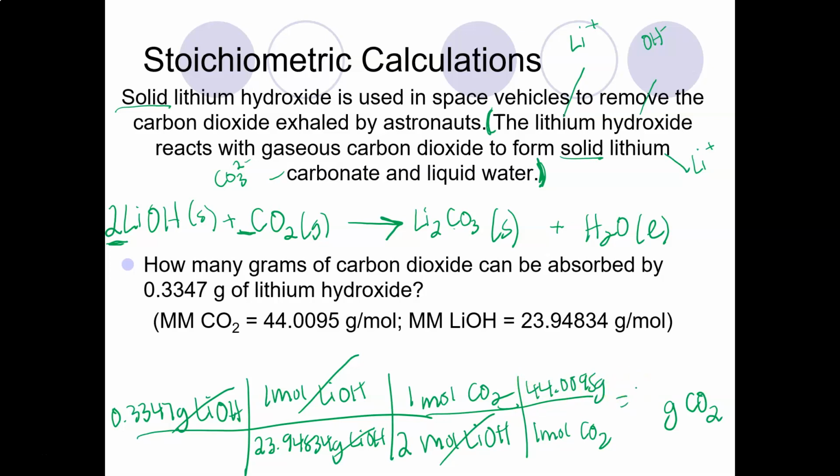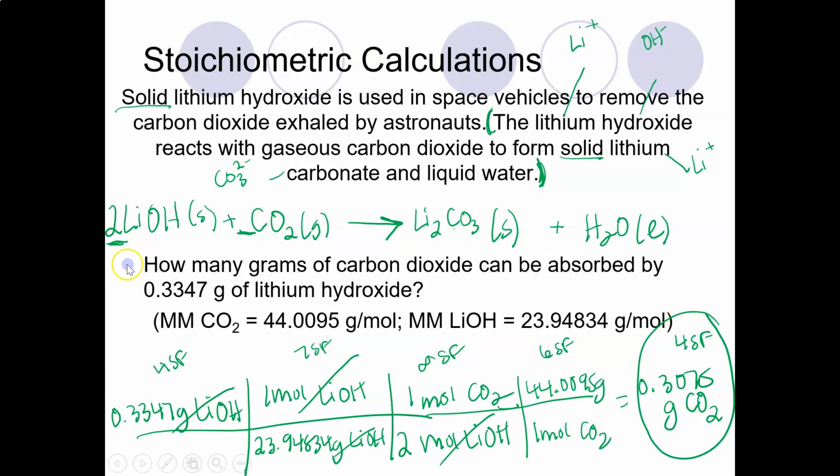And significant figures, my answer needs 4. 0.3347 has 4 sig figs. This molar mass has 1, 2, 3, 4, 5, 6, 7 sig figs. Mole ratio is infinity. 1, 2, 3, 4, 5, 6 sig figs. So 4 is the smallest. So in my calculator, 0.3347 divided by 23.94834 divided by 2 times 44.0095, rounded to 4 significant figures, 0.3075. Okay. How are we feeling about stoichiometry? Yay! We've got a little bit more to add, but we'll do that in our next video.